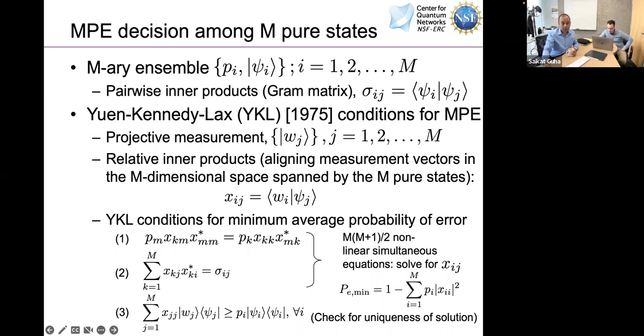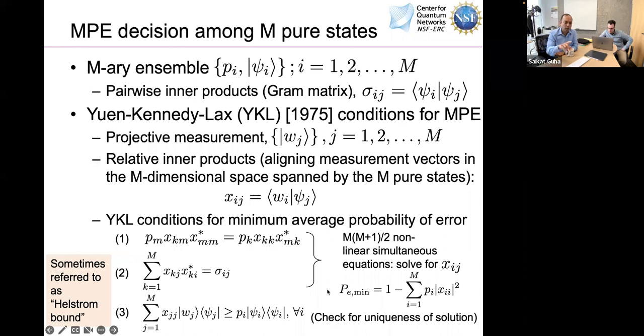So Helstrom, Yuen, Kennedy, and Lax solved this using basically Lagrange multiplier-like tools. They found that if you define these numbers x_ij, which are the inner products between the states and the measurement vectors, and solve these two sets of nonlinear simultaneous equations for the x_ij's, you can find the optimum probability of error. And this third condition is what you need to check for uniqueness of the solution. So we won't be solving this, but I'll show you one example of minimum probability of error detection.